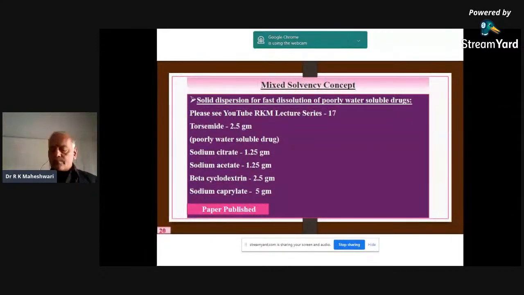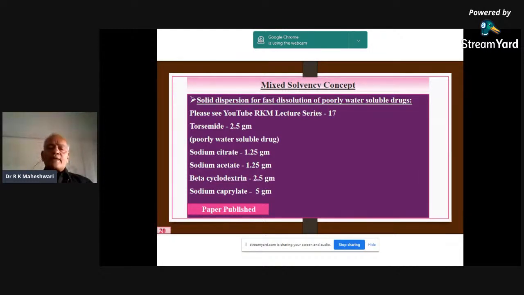Now coming to the application of the mixed solvency concept to make a solid dispersion for fast dissolution of a poorly water soluble drug. Please see YouTube RKM lecture series 17 for this. Furosemide, which is a poorly water soluble drug, 2.5 gram; sodium citrate 1.25 gram, sodium acetate 1.25 gram, beta cyclodextrin 2.5 gram, sodium caprylate 5 gram.